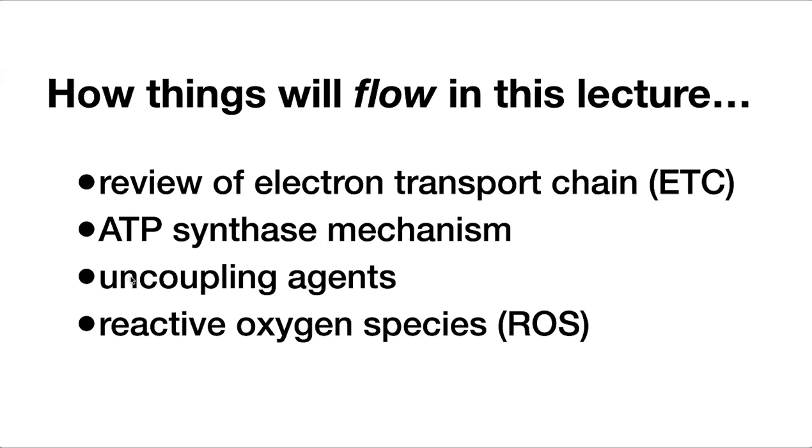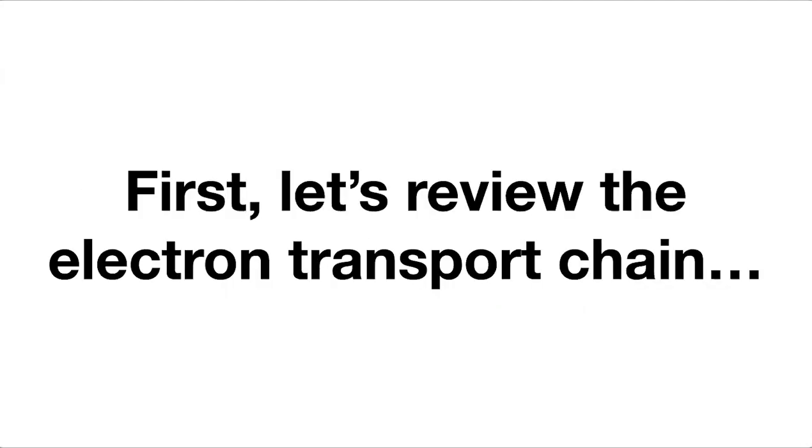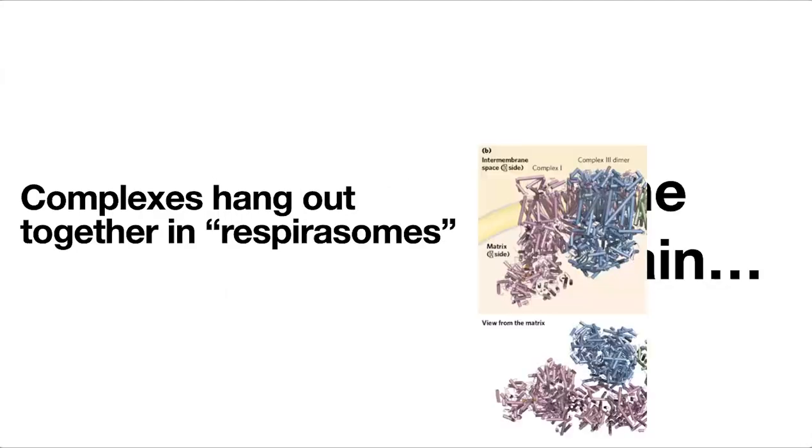And then we'll talk about when electrons flow out of the chain instead of through the chain, generating reactive oxygen species, or ROS. A little bit of these can be a good thing, but a lot of them not so much. We'll talk about all these things and more, but this is what's in store. So let's go. Let's start by reviewing that electron transport chain.